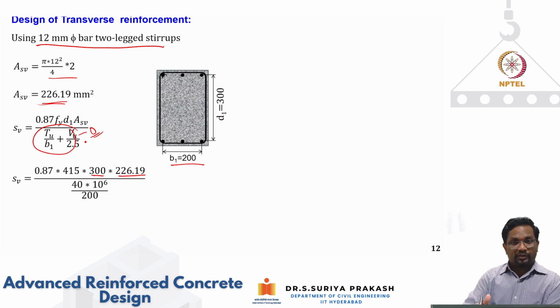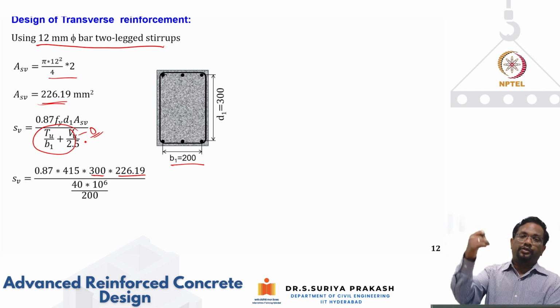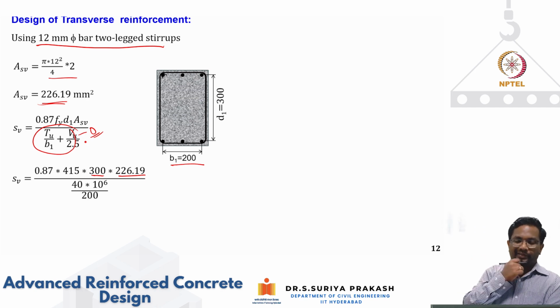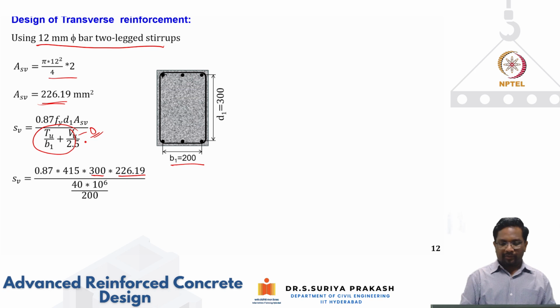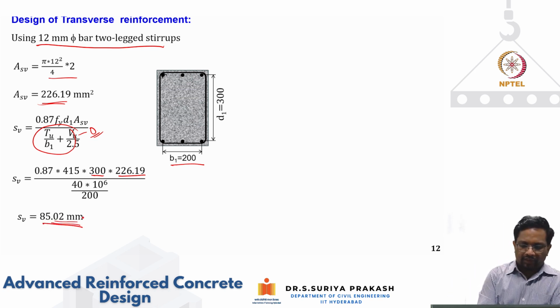Now you see in this section with 40, if you have another shear demand, then again your spacing requirement will go down like anything. So you have to put very close stirrups, okay? So that you have to keep in mind. So it works out to be 85 mm. Okay, so 85 mm stirrup.